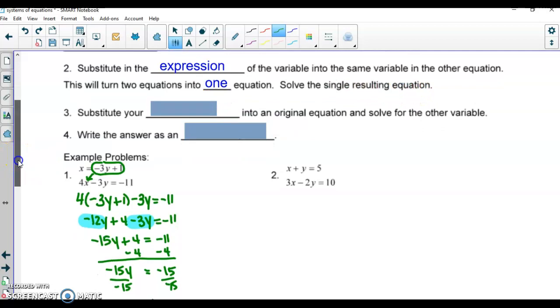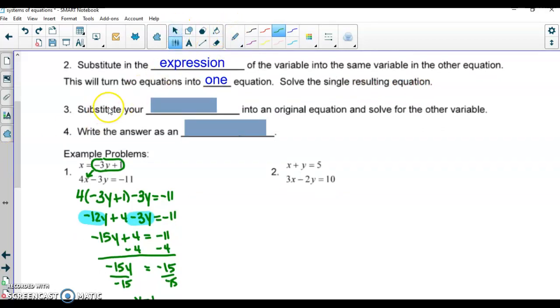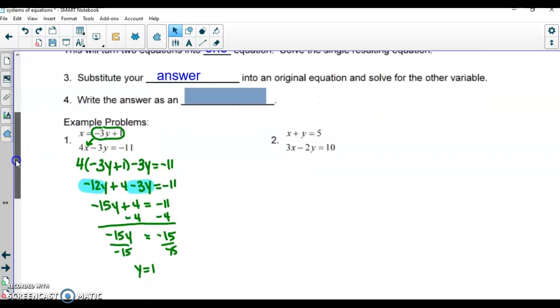Now that we have solved for y, we're going to go back and substitute that answer into one of the two original equations. Which of those two original equations doesn't make a difference. Pick the one that looks easier. And then we're going to solve for the other variable, x in this case. Well, when I look at my two original equations, the top equation looks by far easier. So I'm going to substitute y equals 1 into the top equation. So x equals negative 3, y is now 1, plus 1.